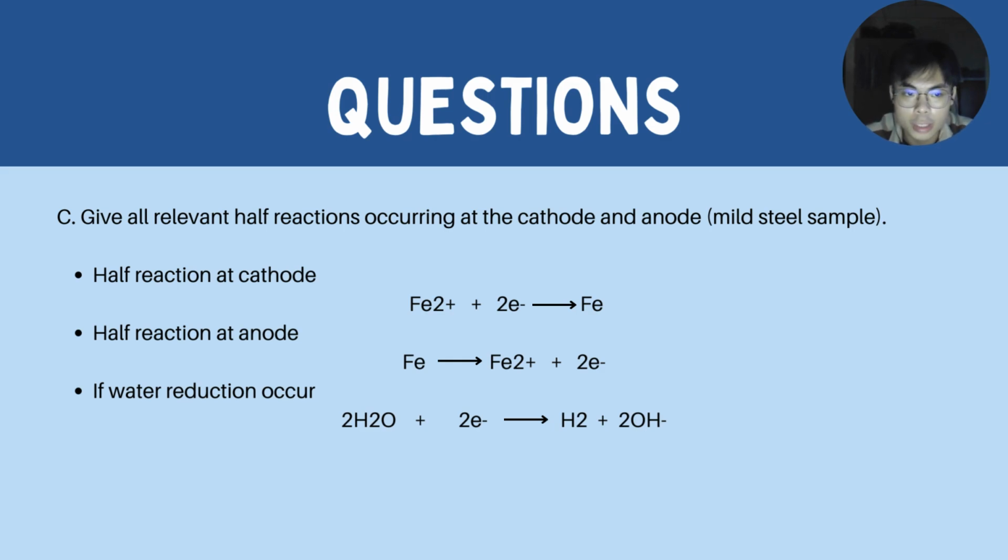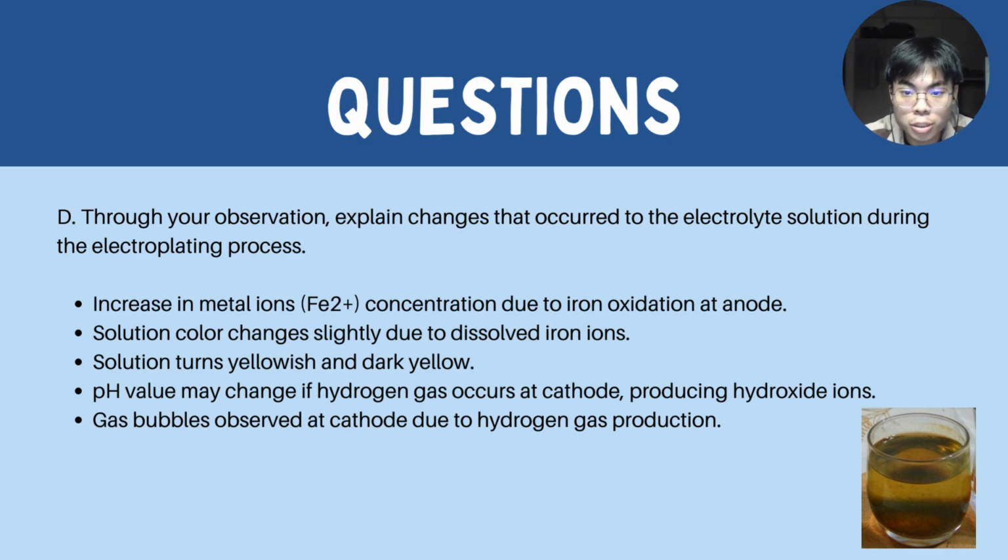So the half reaction at the cathode will be Fe2+ plus 2e- goes to Fe. The half reaction at the anode will be Fe breaks down into Fe2+ plus 2e-. And if water reduction occurs, it will be 2H2O plus 2e-, breaking down into H2 plus 2OH-. Moving on with the next question, which is question D.